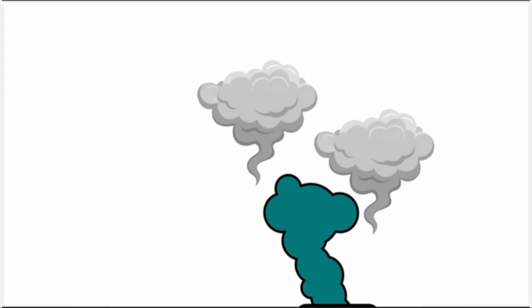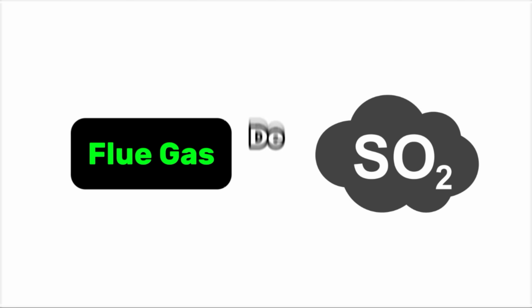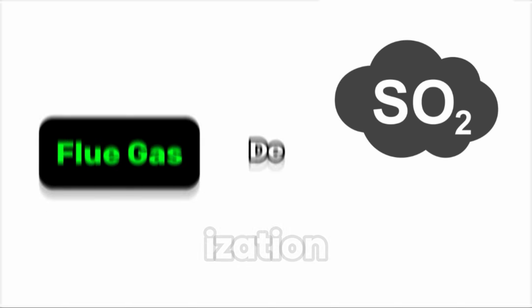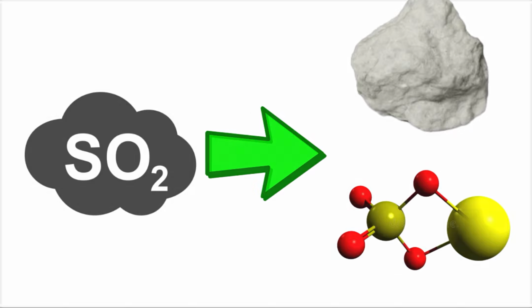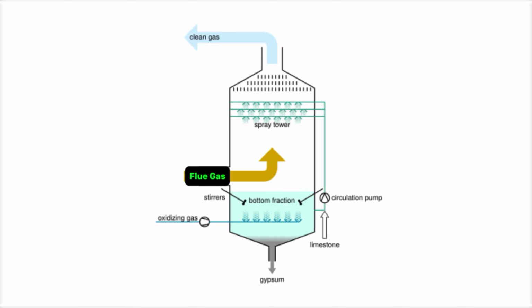So how can we prevent SO2 from being released into the atmosphere? Well, the most common technology used is called flue gas desulfurization. This works by converting SO2 into gypsum, also known as calcium sulfate. Basically, the flue gas goes into the FGD system and is sprayed by a limestone slurry. It then becomes calcium sulfide, and when oxidized, turns into gypsum.